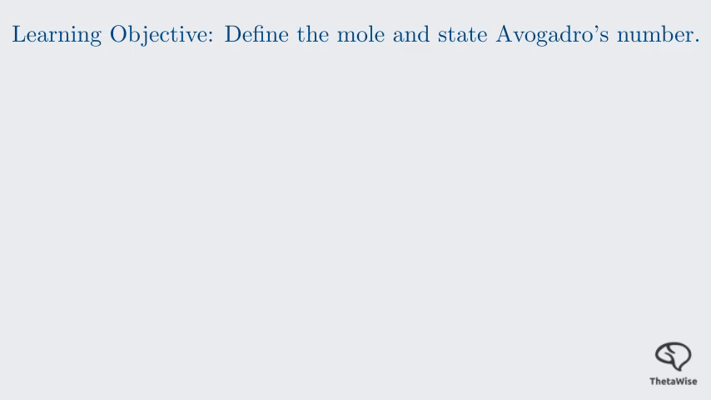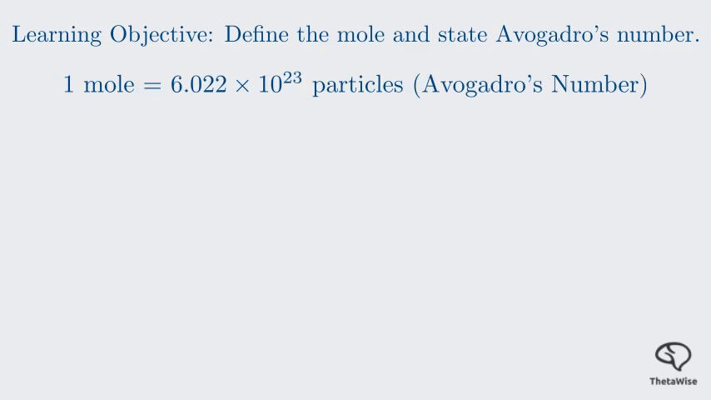Think of it like this. If you could zoom in and count individual atoms in a 12-gram sample of pure carbon-12, the number you'd get is 1 mole. It's just a gigantic number. That number is approximately 6.022 times 10 to the power of 23. This number is so important that it has its own name, Avogadro's number, represented by the symbol N_A.